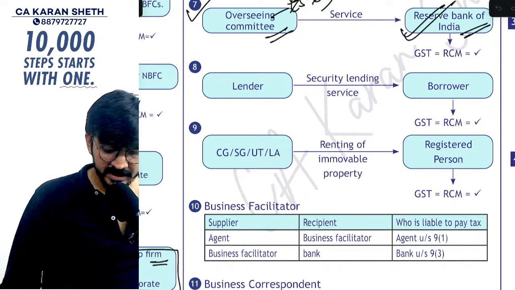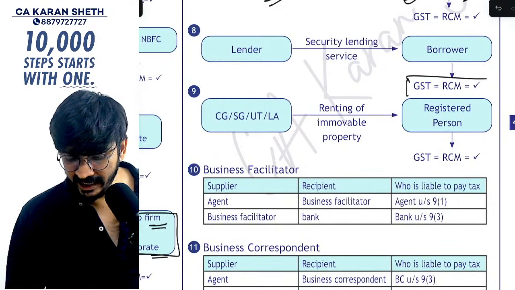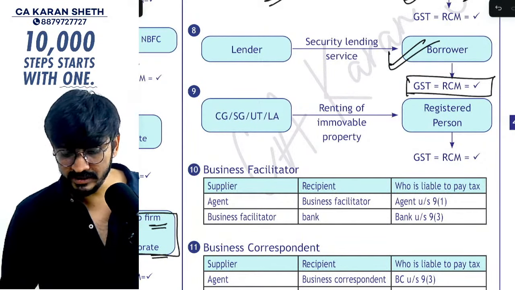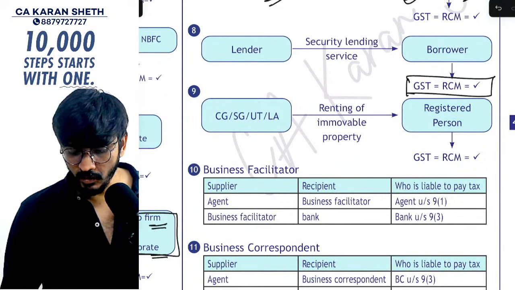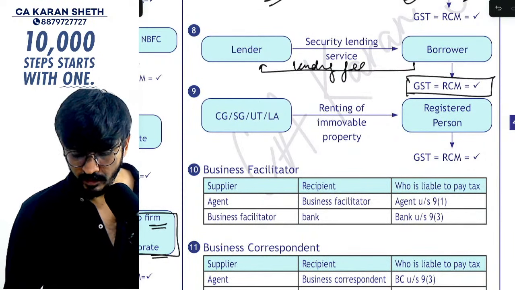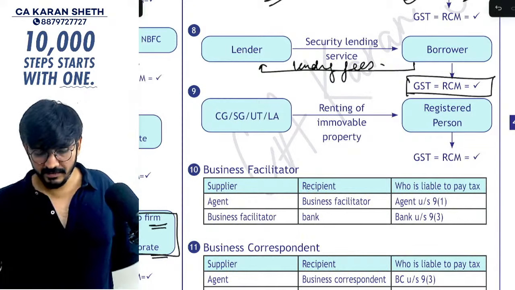In that case, my dear friends, it is the borrower who will pay tax as per RCM. And on which amount? Obviously on the lending fees given to the lender. Is that very clear? Yes.